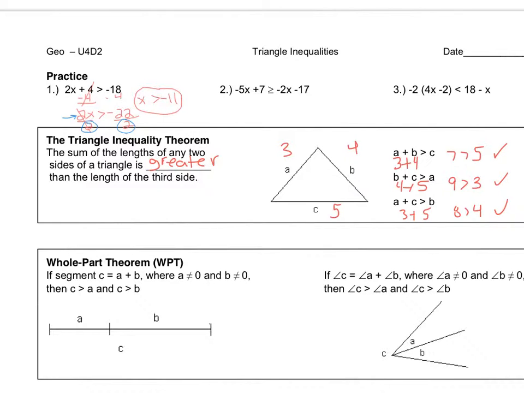Now, you might be sitting here saying, well, obviously I know that 4 plus 5 is going to be greater than 3. In this case, it might help just to check the two smaller sides.